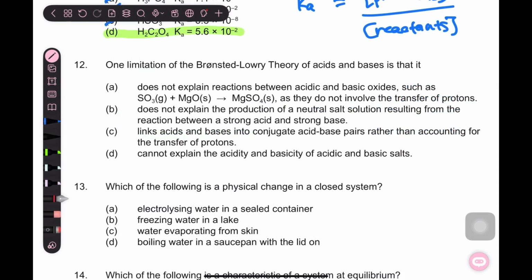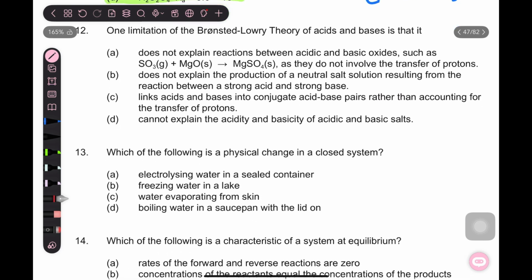Okay, now in terms of the Bronsted-Lowry theory, this is once again testing our understanding of a theoretical concept. So this is an easy question to get right if you understand the concept. I'm going to start with the bottom for this one. The question is asking what is a limitation of the theory, and it's saying that it cannot explain the acidity and basicity of acid and base salts.